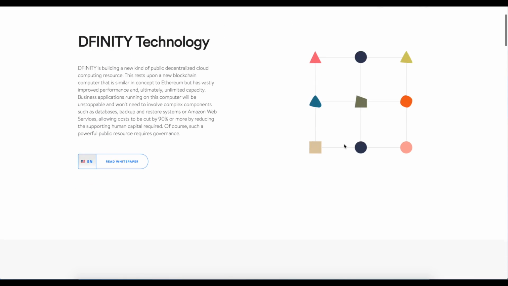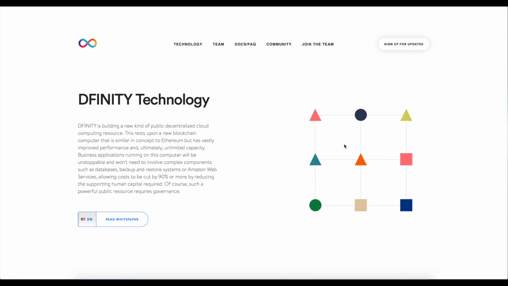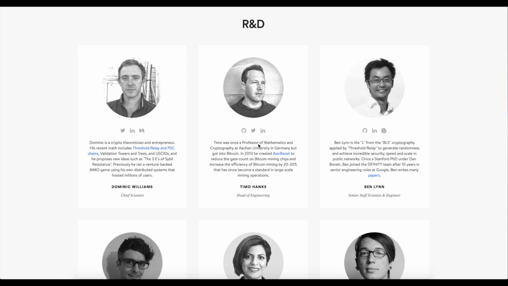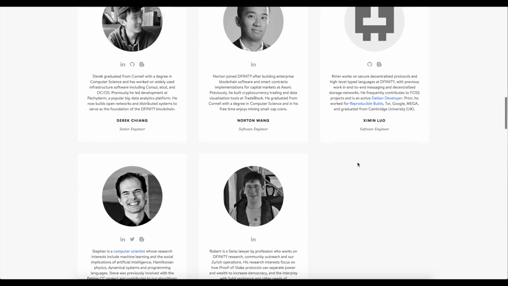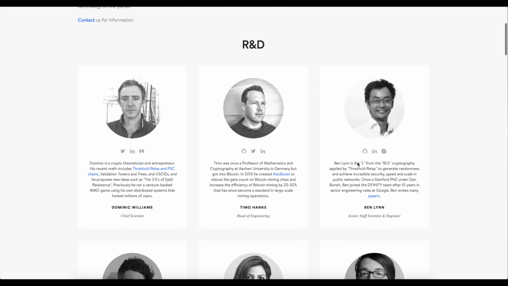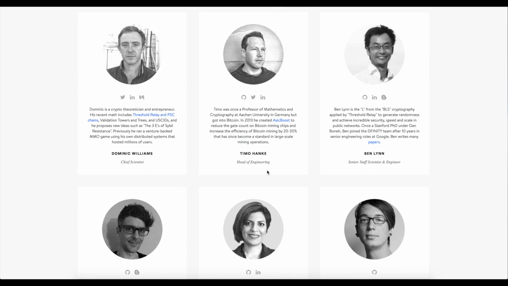So there are a lot of details in the white paper. I suggest you go and check the white paper of Dfinity. So let us now see the team. Their R&D team consists of 14 members and they are all highly educated people. They have one chief scientist, one head of engineering, senior staff scientist and engineer.